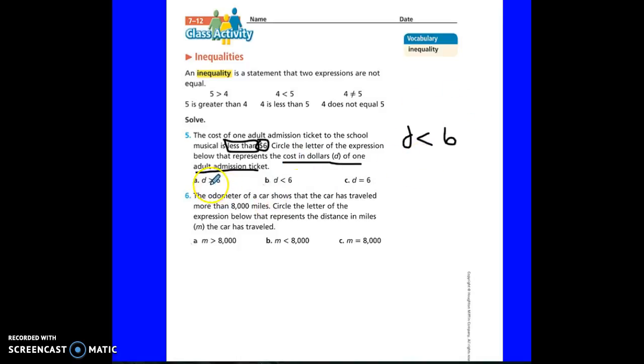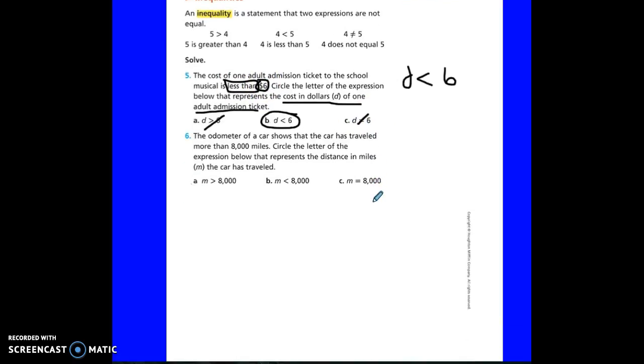So we'll check. This one says the dollar amount is greater than $6. That doesn't work. The dollar amount is less than $6, or it equals $6. It doesn't say it equals, it says it's less than. So that's not correct.